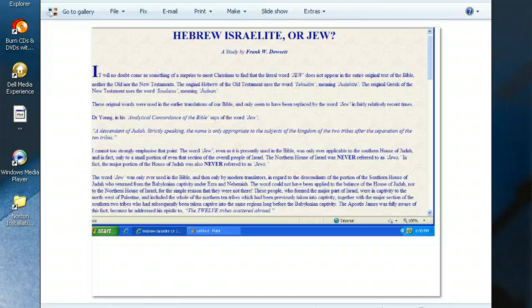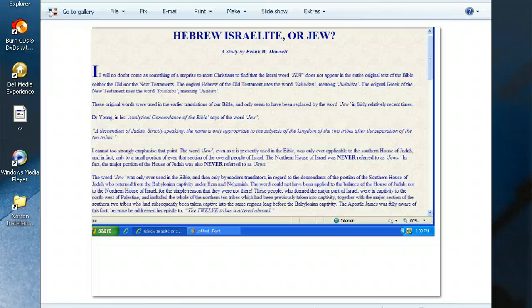And this other man says he cannot too strongly emphasize that point. The word Jew, even as it is presently used in the Bible, was only ever applicable to the southern house of Judah, and in fact, only to a small portion of even that section of the overall people of Israel. The northern house of Israel was never referred to as Jews. In fact, the major portion of the house of Judah was also never referred to as Jews.